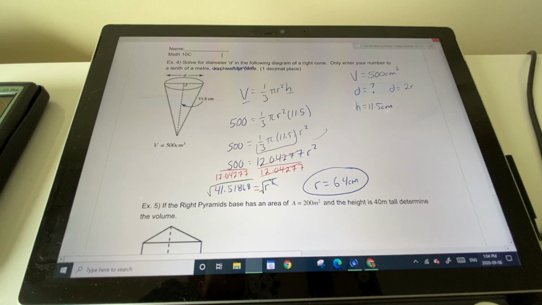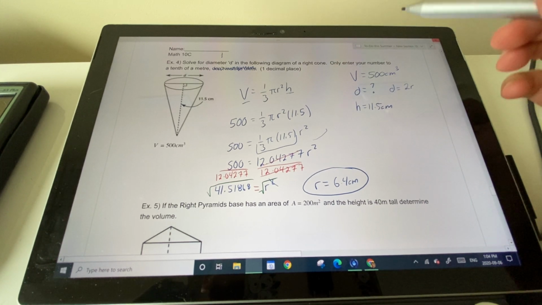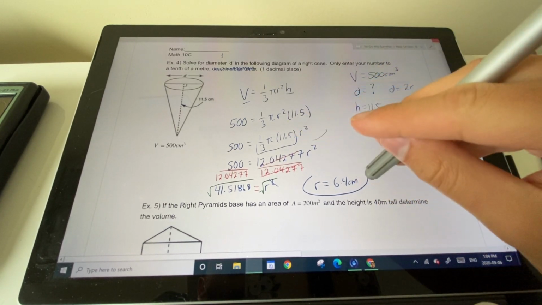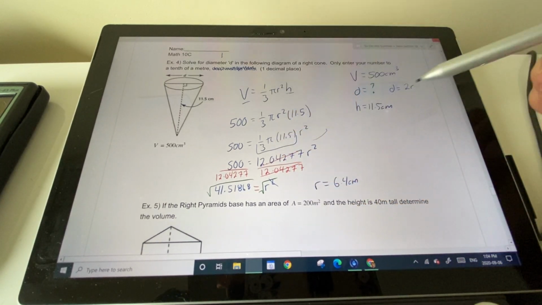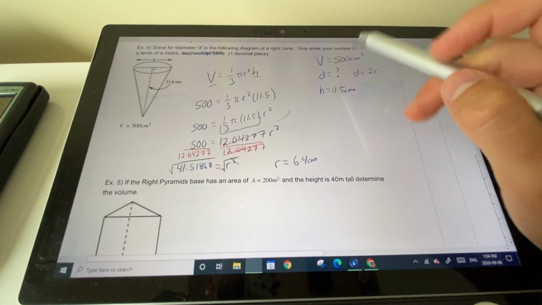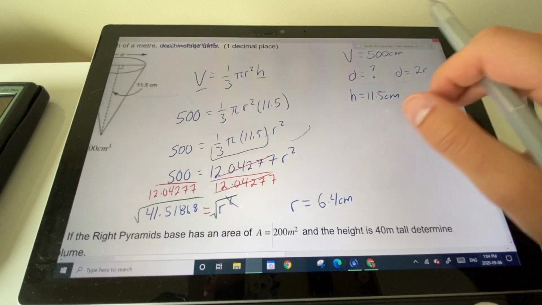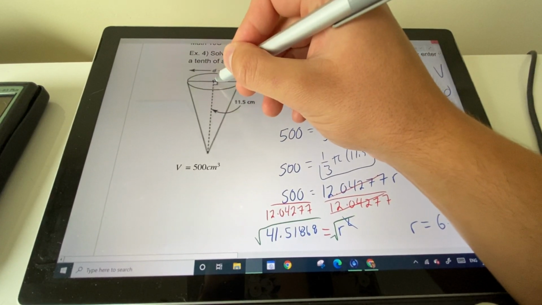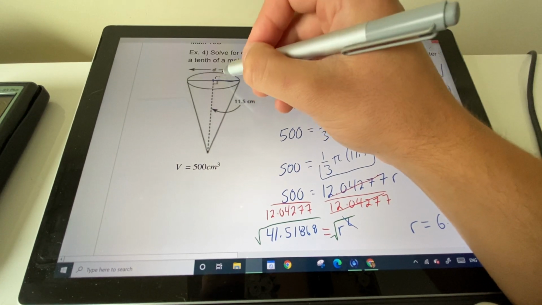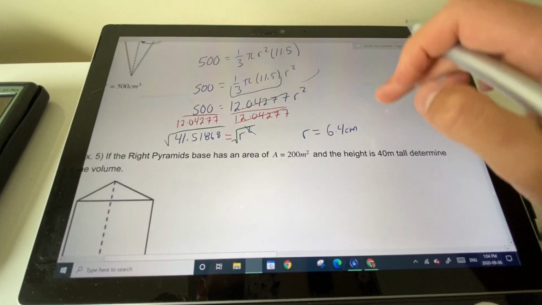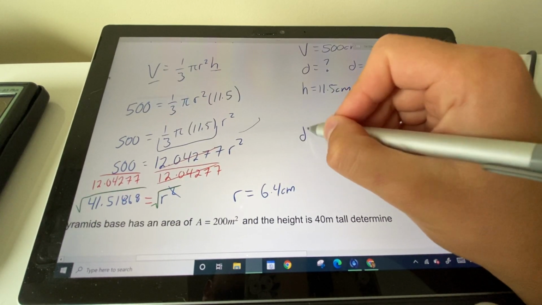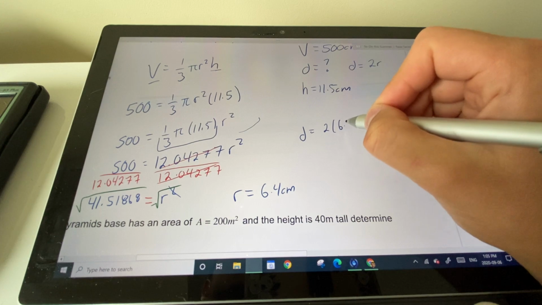Okay. But that's not what the question was asking for. The question was asking for the diameter. Okay, so we have one more step to do, and that's why it's always good to remind yourself, what the heck am I solving for? Since we're solving for the diameter, right now we've solved for the radius. It is 6.4. All we got to do to figure out the diameter is simply multiply our radius by 2. So the diameter will be 2 times 6.4.